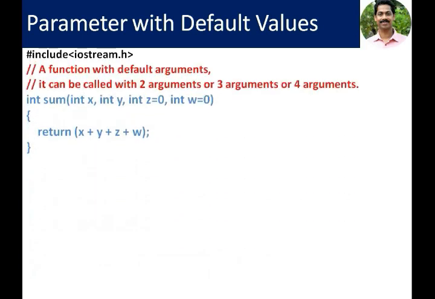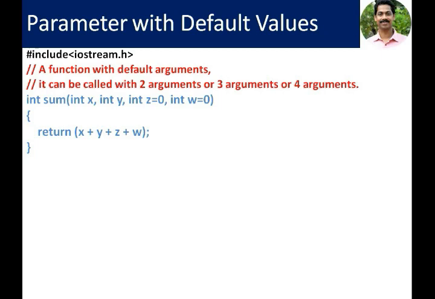Here is an example for parameter with default values. See this function int sum. Within brackets, we are defining int x, int y, int z equal to 0, int w equal to 0. These are the four parameters. We have not given any default value to x and y, but there are default values for variable z and w. The default values are zeros. That's why we are defining parameter int z equal to 0, int w equal to 0.